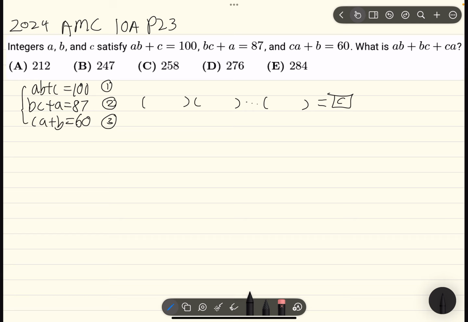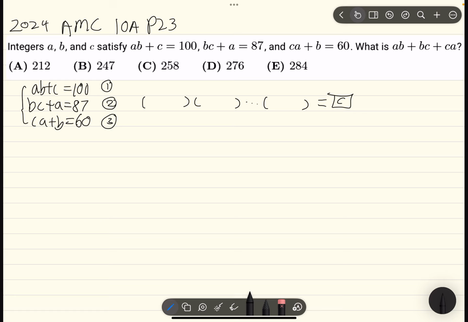How do you do this then? Well, I guess the most straightforward step you should think of the moment you see the problem is, what if I just added all 3 equations up? Because we want ab plus bc plus ca. So if we add all these equations up, we get ab plus bc plus ca plus a plus b plus c. So all we have to do is figure out a plus b plus c, and then subtract that from the sum of these equations, which we know is a constant, 100 plus 87 plus 60, which is 247.